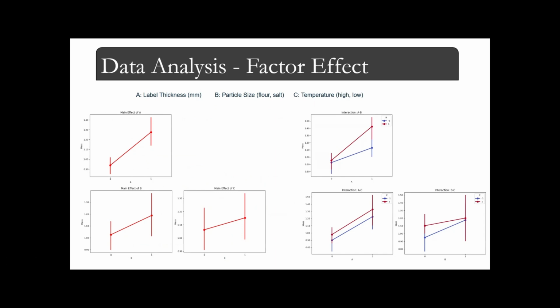The most dominant influencing factor is factor A, given the steep slopes in the main effect plot, and its statistical significance in ANOVA confirms that label thickness A is the most influential factor. And factor B, which is the particle size, is borderline. And factor C, the temperature, has minimal impact that we could ignore based on the statistical evidence.